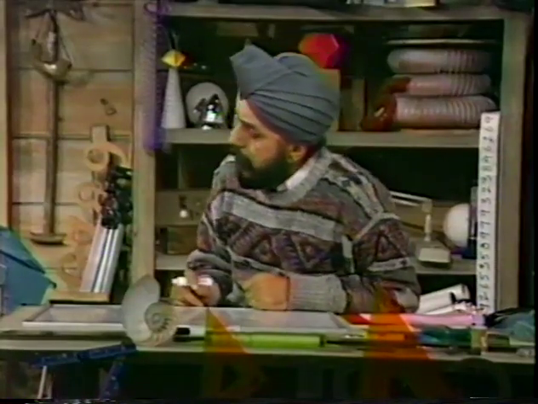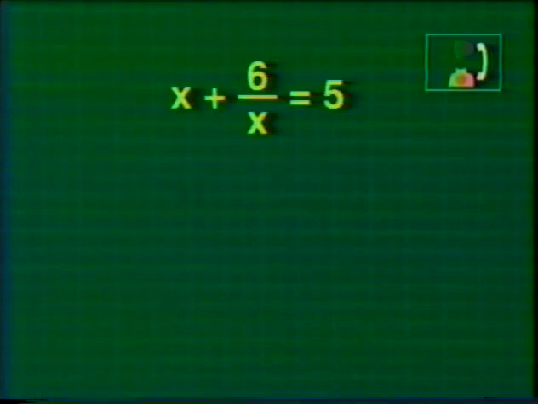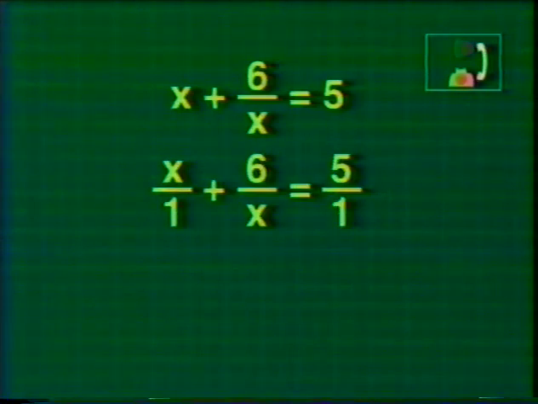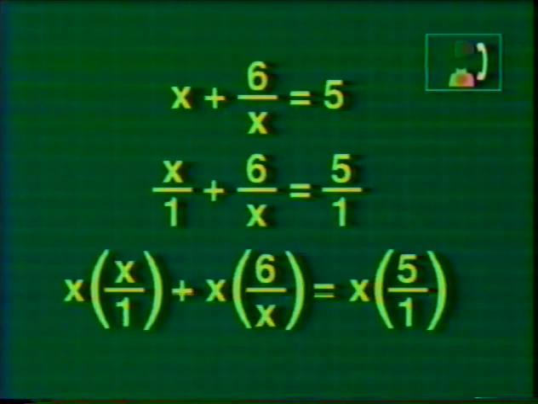Okay, Euclid, an example, please. Thank you. Here is a rational equation, and my first step is to clear the equation of fractions. Note that x is equal to x over 1, and 5 is equal to 5 over 1. Therefore, I can rewrite the equation in this form. X over 1 plus 6 over x is equal to 5 over 1. Now, I multiply both sides of the equation by the lowest common multiple, which is x. This will eliminate the fractions. Watch.